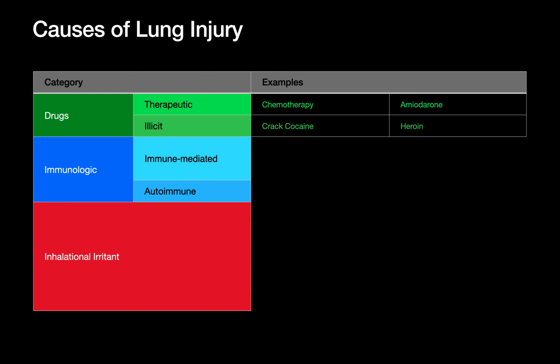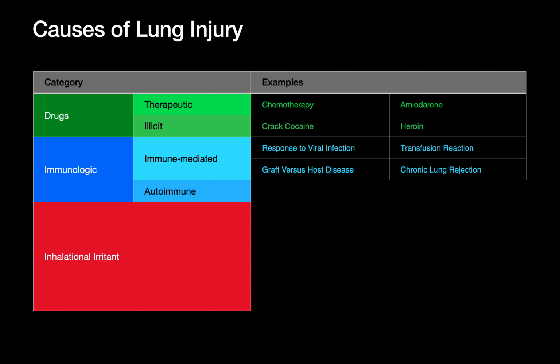Collateral damage from immunologic responses within the lungs, both immune-mediated ones and autoimmune ones, can also damage the lung's microstructure. Common examples of immune-mediated responses whose collateral damage can injure lung include the body's response to a viral infection, transfusion reactions, graft versus host disease, and chronic lung rejection, while common examples of autoimmune disorders that can injure lung microstructure include collagen vascular diseases and pulmonary renal syndromes.